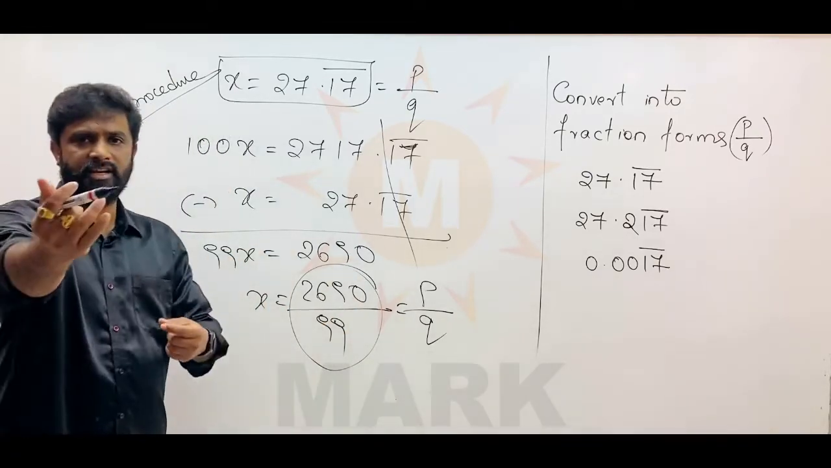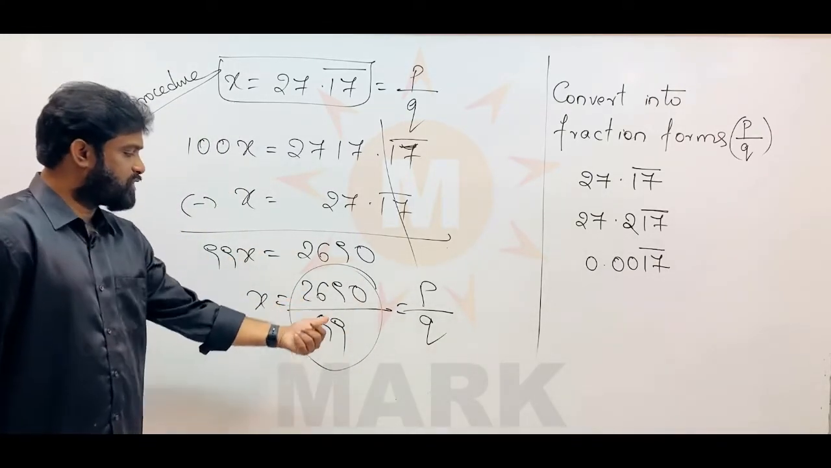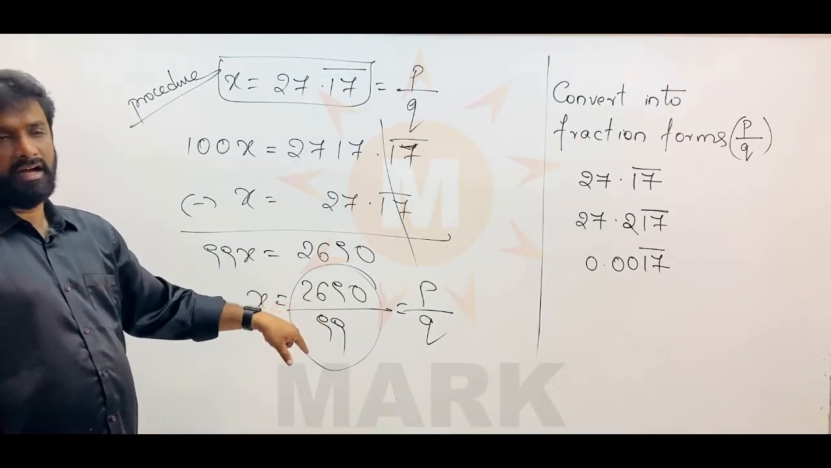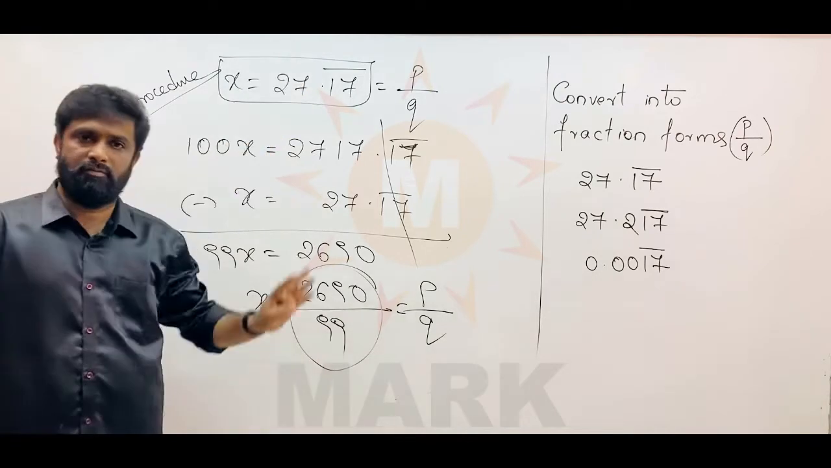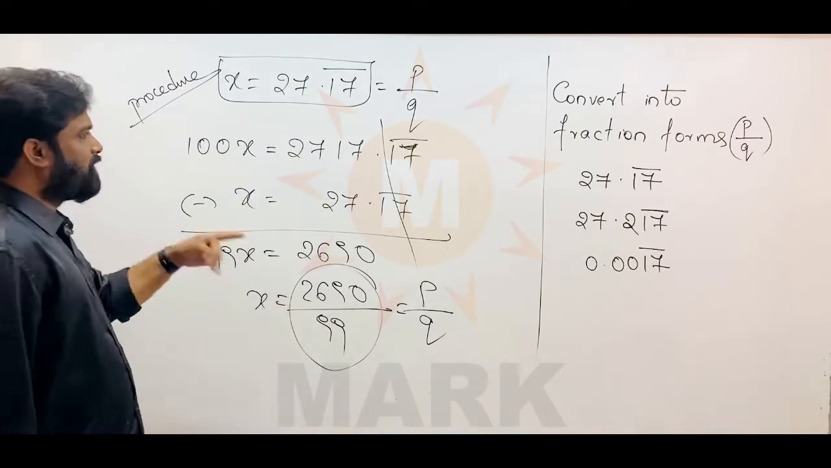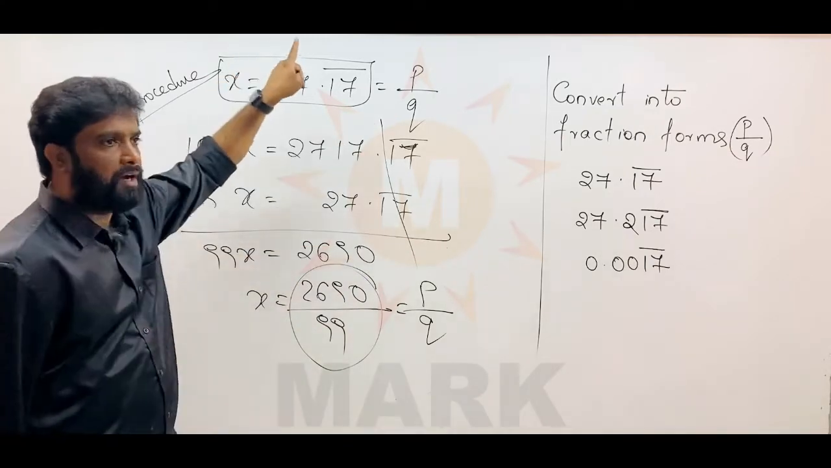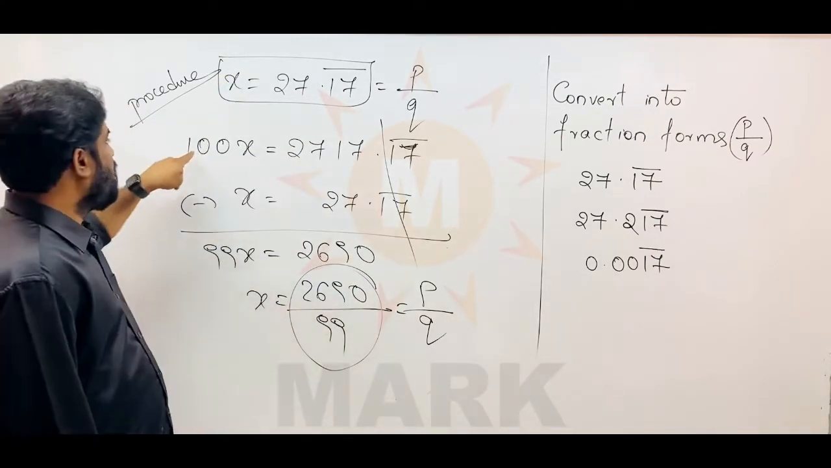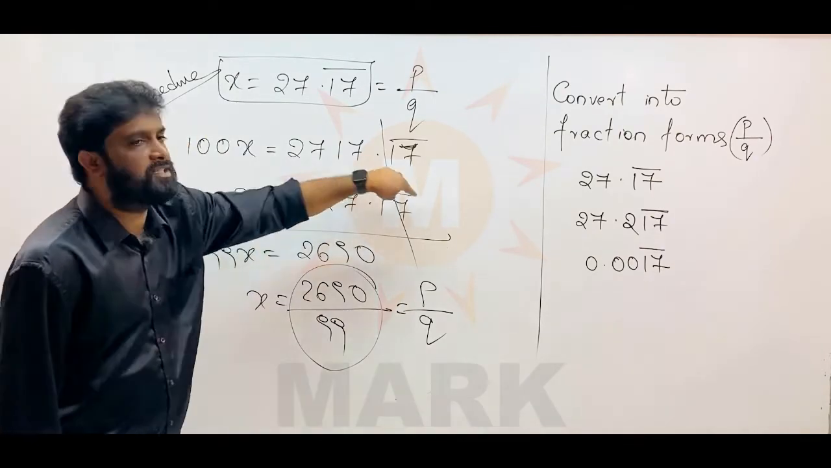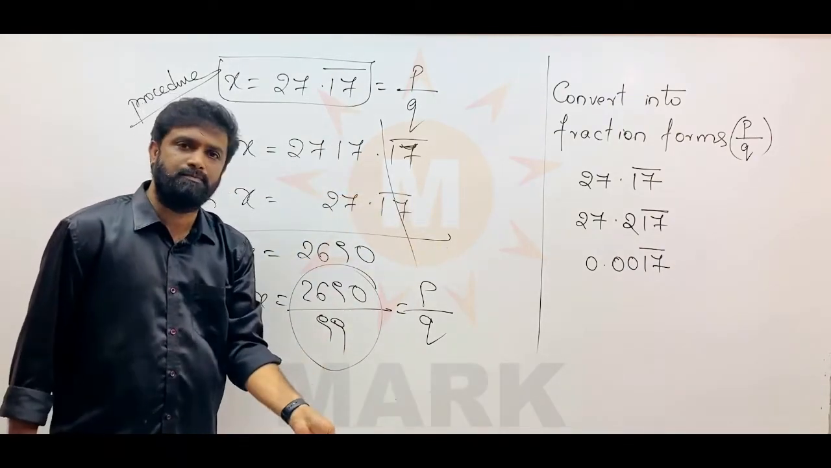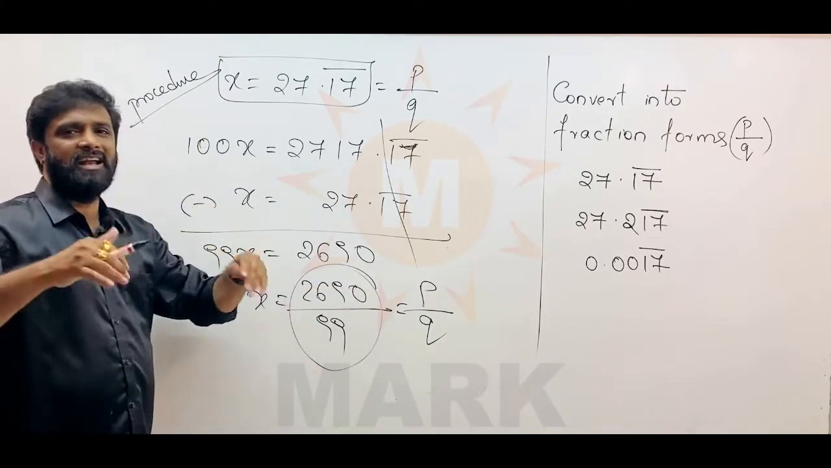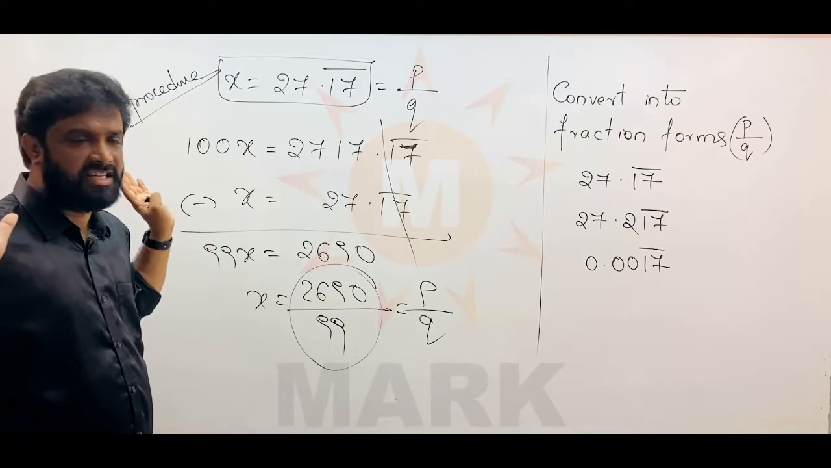If you want, you can check in your calculator. 2690 by 99. If you calculate it to get an answer, you will get 27.1717 bar. Now this is the actual method, mathematical method. Everybody knows why I did this, because I want to cancel this bar part. That's why I multiplied with 100 so that these two digits will come outside, and then I can cancel this bar part, so that the answer will purely become a natural number. After that, handling natural numbers is very easy. That is my plan actually.